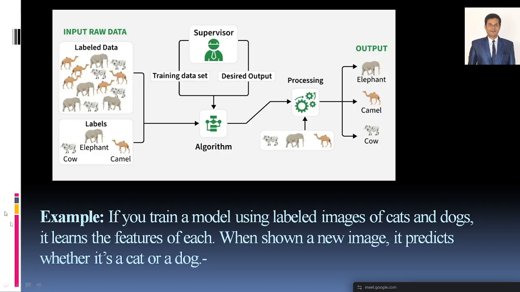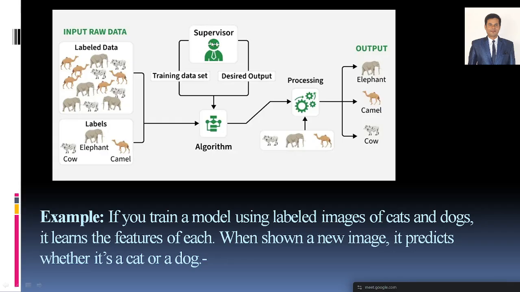Okay, you can see the example is also given. If you train a model using labeled images, these are the labeled data. All these images have been labeled, okay: elephant, cow, and camel, like this. So there are labeled images of cats and dogs, or it may be elephant, camel, and cow. It learns the features of each. It will understand the data you are providing, and the data will be trained.